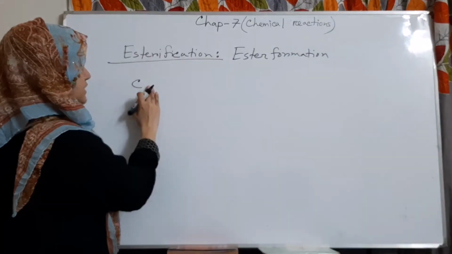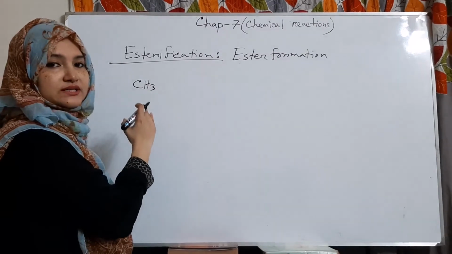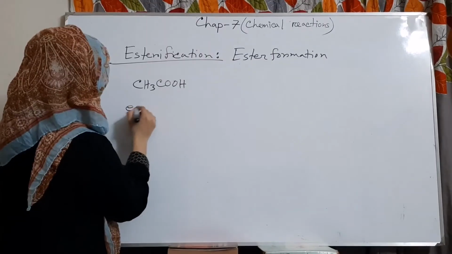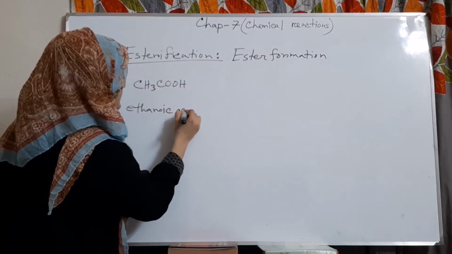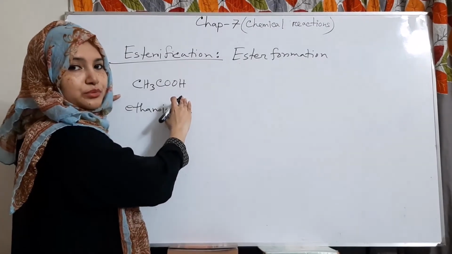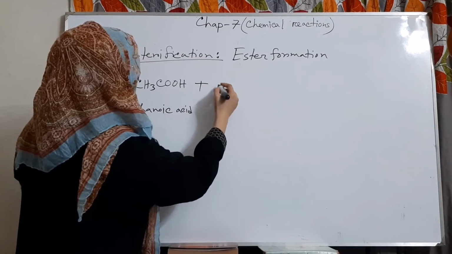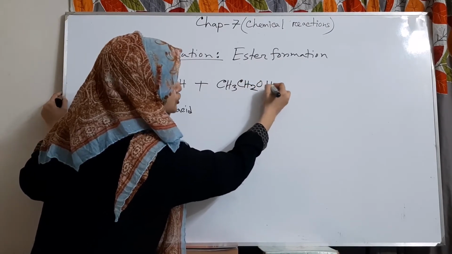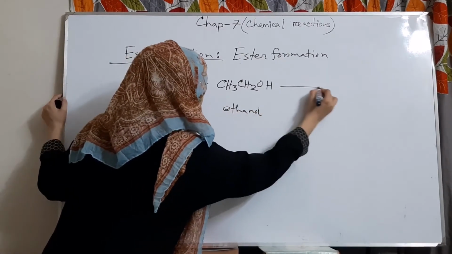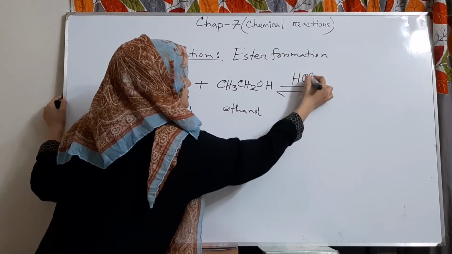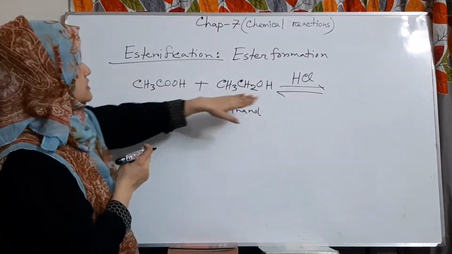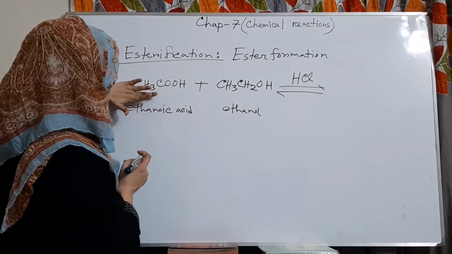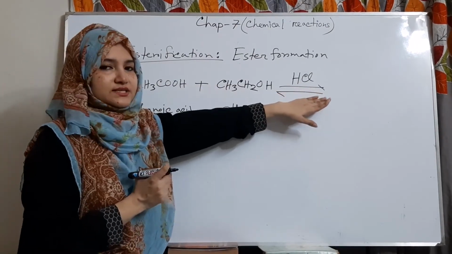For the ester formation, the reactants are organic acids, fatty acids. One of the reactants is an organic acid, known as ethanoic acid, the main component of vinegar. We know about that. And ethanoic acid and ethanol, a very popular alcohol, in the presence of HCl, maybe sulfuric acid, that means the medium of this reaction will be acidic. Acetic acid or ethanoic acid reacts with ethanol in the presence of acid and forms ester.